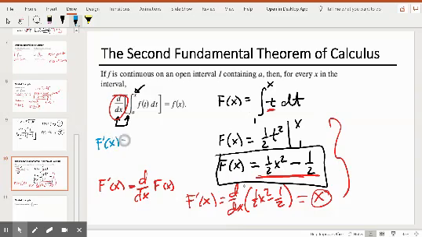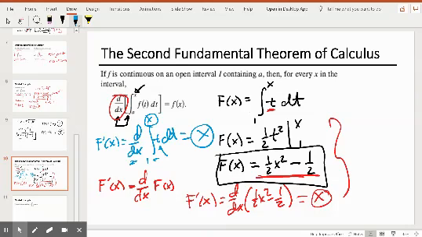F prime of x is equal to the derivative of the integral from 1 to x of t dt. And we can say since we're taking the derivative and the integral, they're going to cancel. So the function stays the same, except we're replacing it with this variable, and we get just x. And I didn't have to do all of that work. We're done.